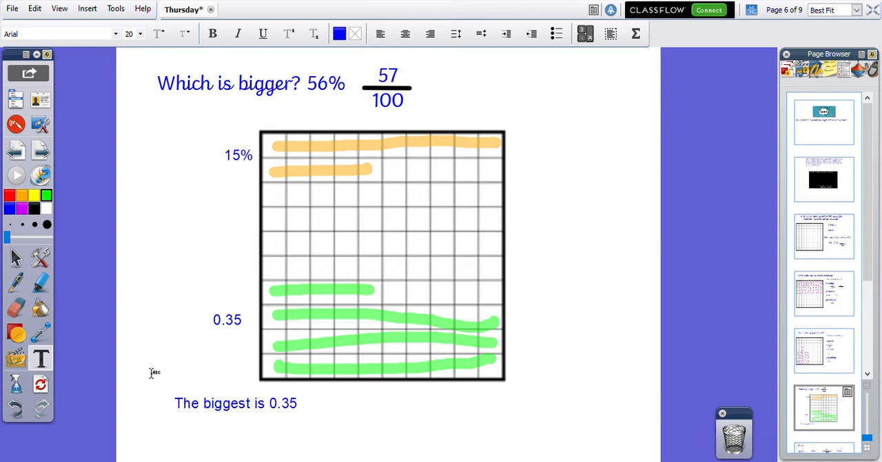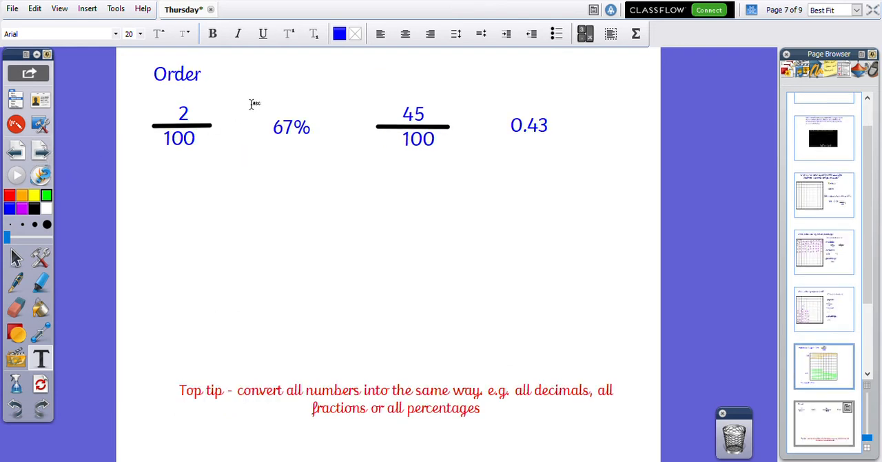0.35. Okay, there is another way to do this, and that is to convert them to the same style of number, so a decimal, a fraction, or a percentage. Okay, and you will see that on the next slide, and then you can use that to help you with that as well. So now it's asking me to order.